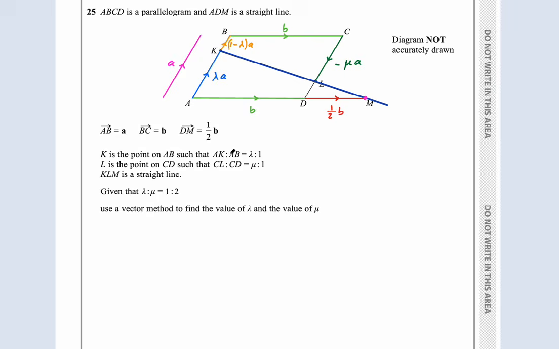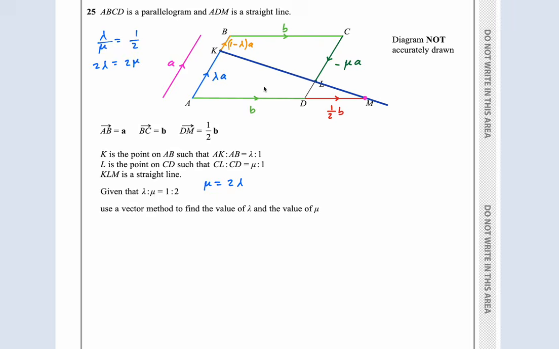deliberately more complicated than they needed to. They could have just left one parameter like lambda. So here I have lambda to mu equals 1 to 2. So that actually means mu is 2 lambda. Now just be careful, guys, it's not lambda equals 2 mu. Mu's the bigger one. So that means I need 2 lambdas to give me 1 mu. Or if you want to see it like this, lambda over mu equals 1 over 2, and then multiply across: 2 lambda equals mu.